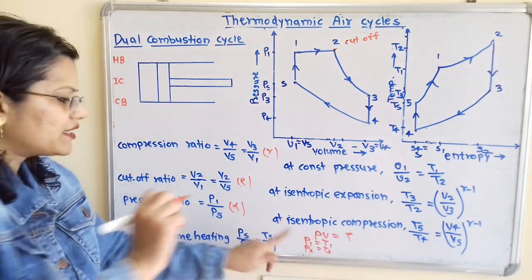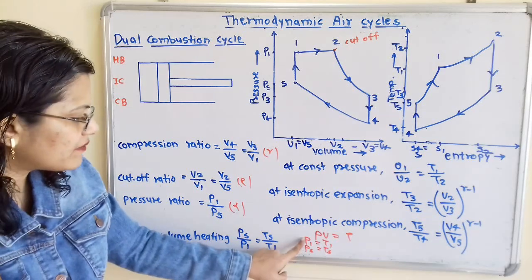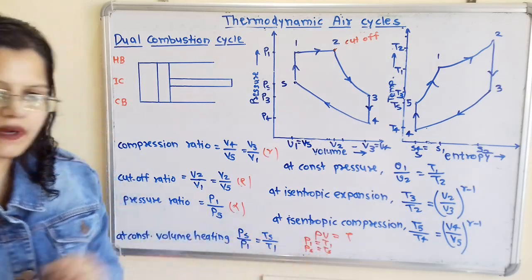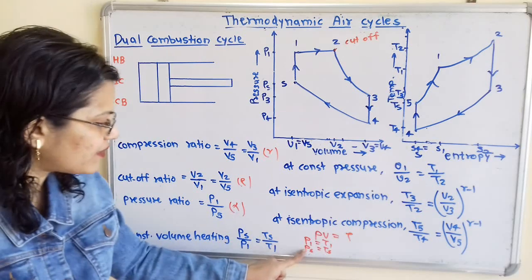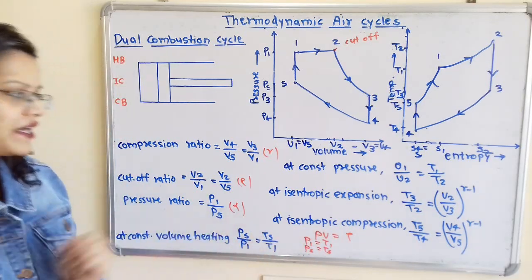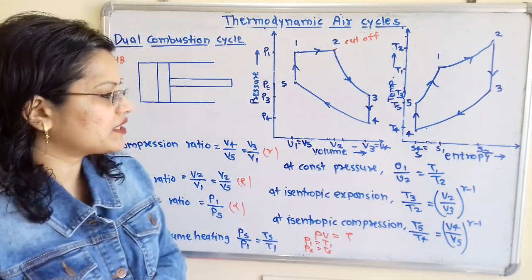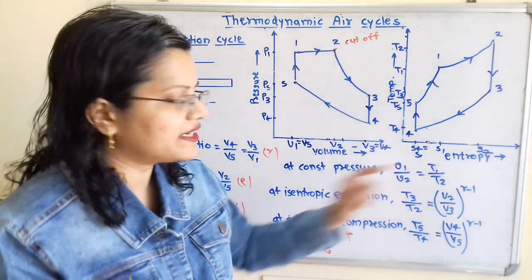So we can plot any relation. So if we take the ratio on both sides, then here P1 by P5 is equal to T1 by T5. Or we can write P5 by P1 is equal to T5 by T1. So we have to write this. Now in the same way, at constant pressure, what is the relation in between V and T?